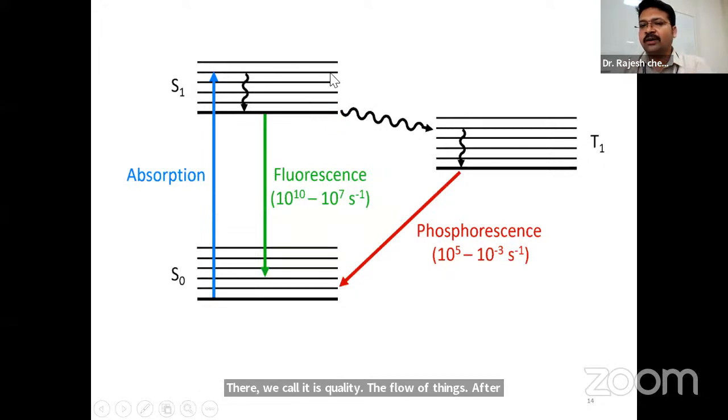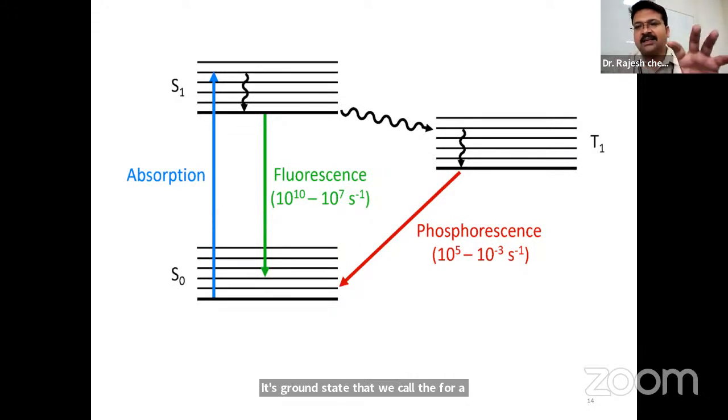After that, some of the photons will go to the metastable state, will stay for a long time, and will come back to the ground state. That we call phosphorescence. Okay, these are the technical terms. If you have any doubt, you can search on Google, then you will get the whole idea. Okay.